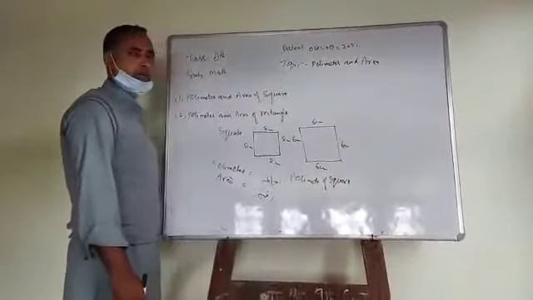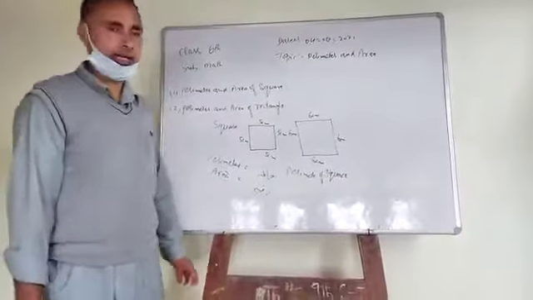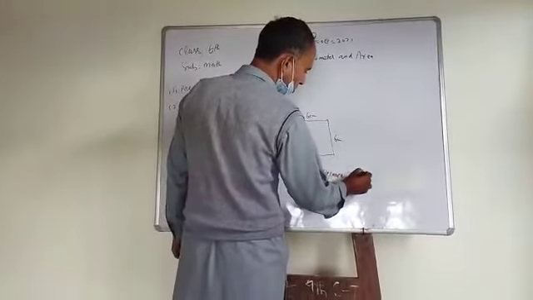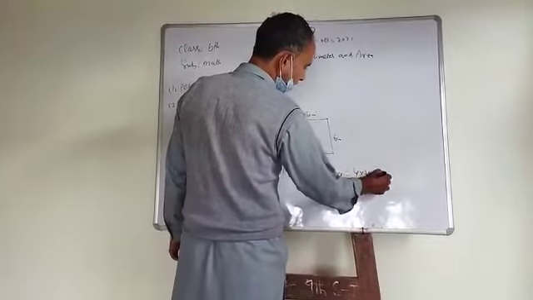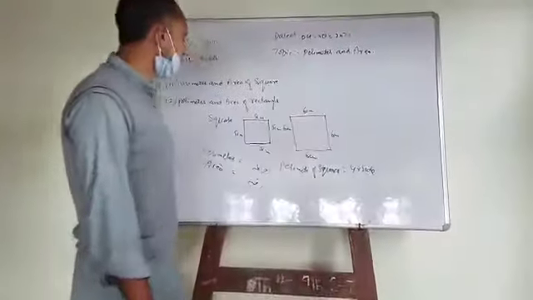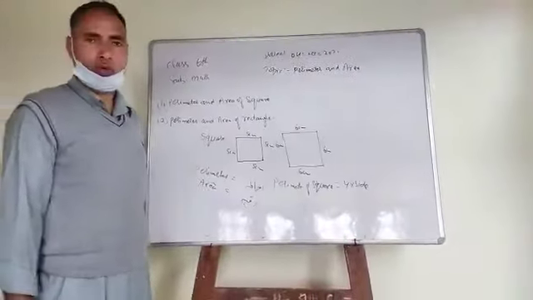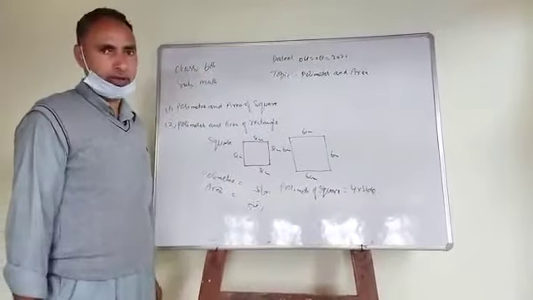The perimeter of a square is 4 into side. Four into side, four into side. This is the formula for the perimeter.